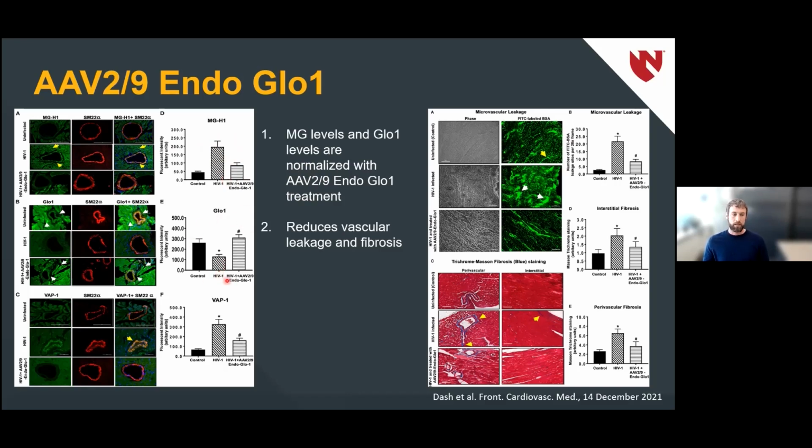Looking at glyoxalase 1, the enzyme that we're interested in, we see that it is significantly decreased in HIV-1 animals, and that it's restored in the treated animals. And then finally, we also looked at vascular adhesion protein 1, which is an oxidative enzyme that facilitates the transmigration of inflammatory cells. We see that this enzyme is significantly increased in the HIV-1 animals and is partially mitigated in the treatment with glyoxalase 1.